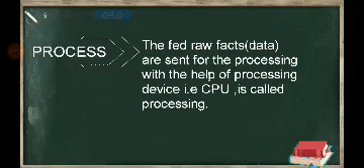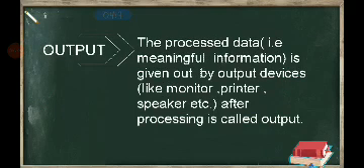Now let's go to the second point. The second point is process or processing. So what is processing? It means the given raw facts or data are sent for processing with the help of the processing device, the CPU, central processing unit. That means if we give instructions to the computer with the help of an input device, and that input is received and processed by the processing device, that is CPU, then that is called process or processing. Okay, and third is output.